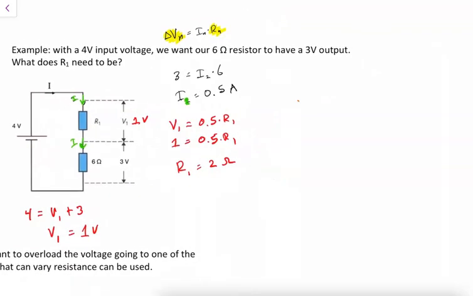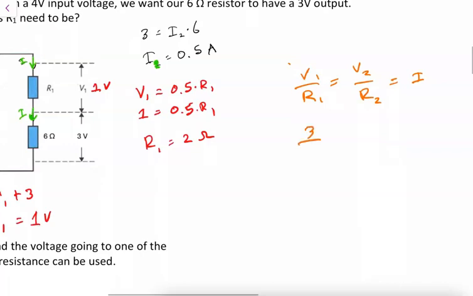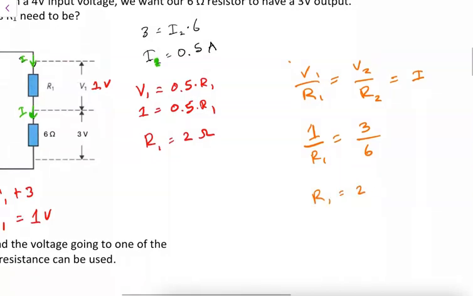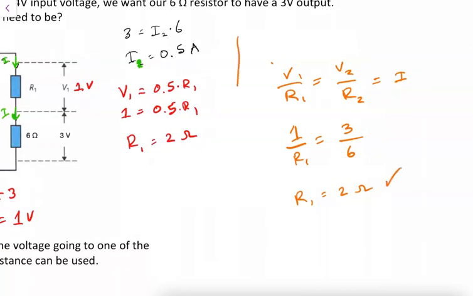So we can also similarly see that V1 over R1 is equal to V2 over R2, because we know that that equals the current I, which is constant. We don't know R1, so this is 1 divided by R1, because that's 1 volt in V1, is equal to 3 over 6, 3 volts divided by 6 ohms, and if I solve for this, I would get R1 is equal to 2 ohms. And these are the 2 separate ways that we can solve this problem.